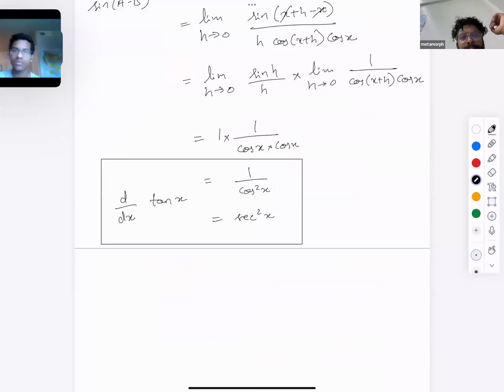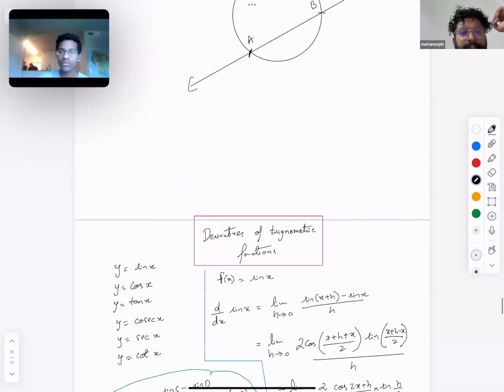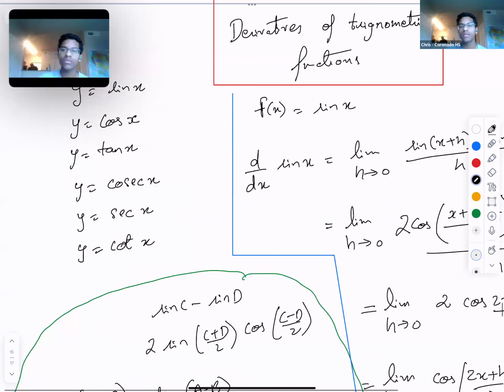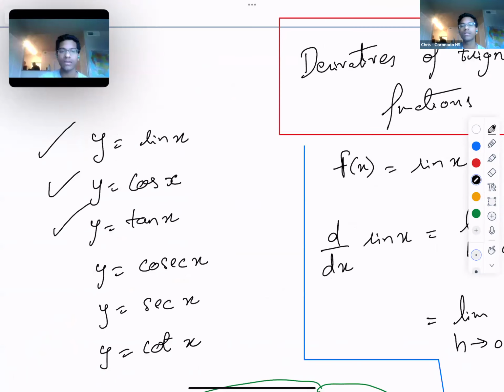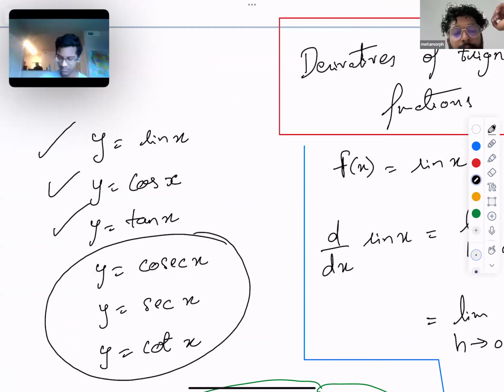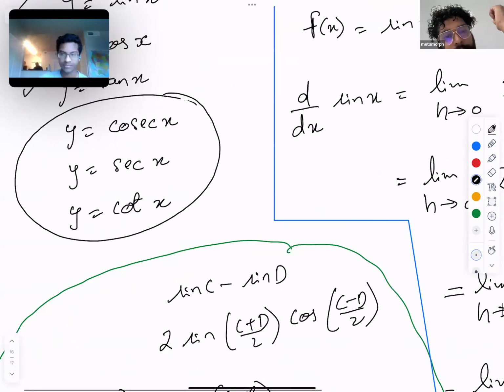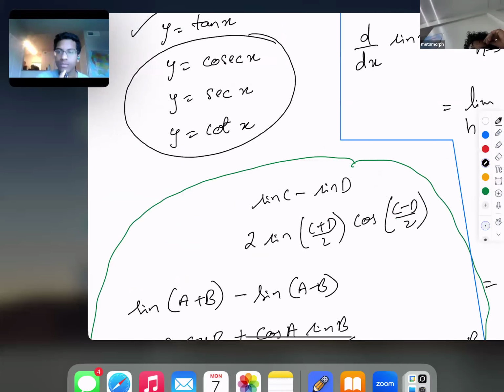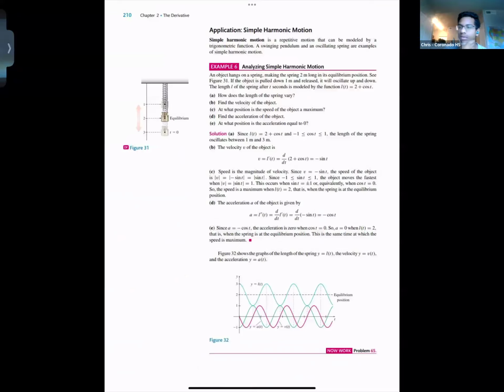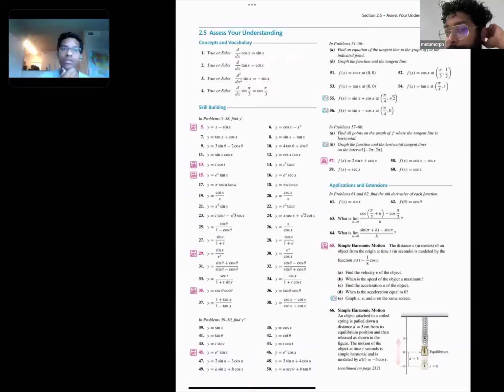So when we started, I told you that there are these 6 functions, right? Sine, cos, tan, cosec. So we are done till tan. These 3 did not show up in your book. If you want, we can do it, or we can go ahead with the flow of the book. Okay, I think we'll go with the flow of the book, because they might show up later on.